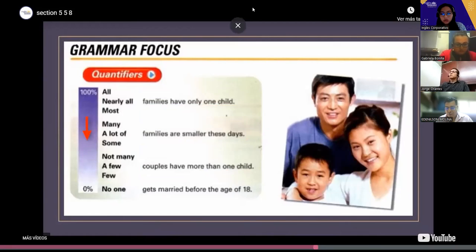And as an exception, this is the only one that is going to be before a verb. And if you see, this is a verb as if we are talking about he, she, or it, the third person, okay? Because no one can be replaced by one of those subjects, he, she, or it, right? Siempre va a ir con la S, okay? Gets, no one gets, nadie se casa antes de los 18.